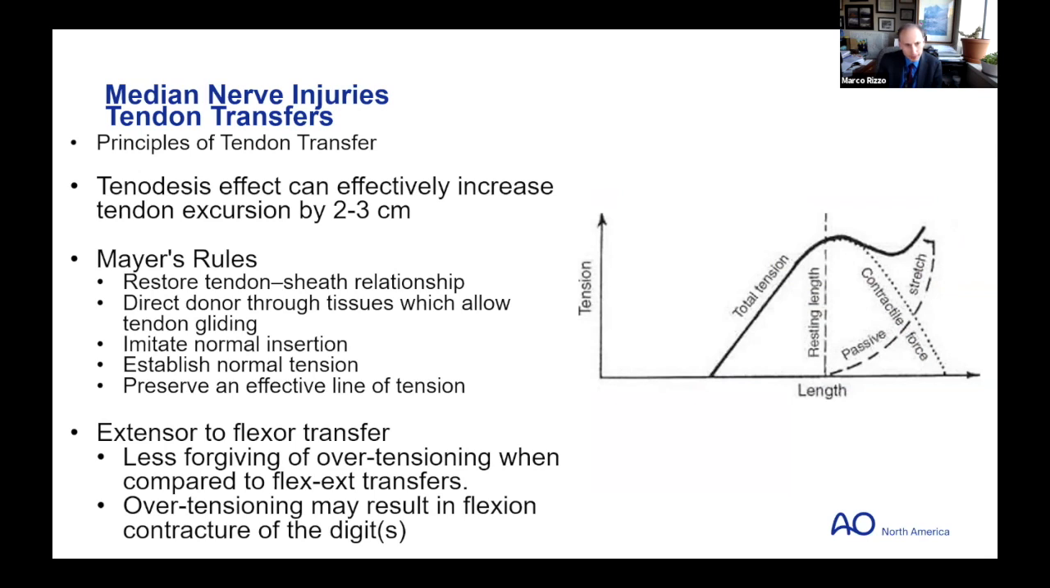Unlike flexor to extensor transfers, which a lot of us agree that you want to be a little on the tighter side, much like what Chuck showed on that transfer from the pronator to the ECRB, extensor to flexor transfers tend to be a little bit less forgiving of overtensioning, and overtensioning can result in flexion contracture of the digits in those cases.